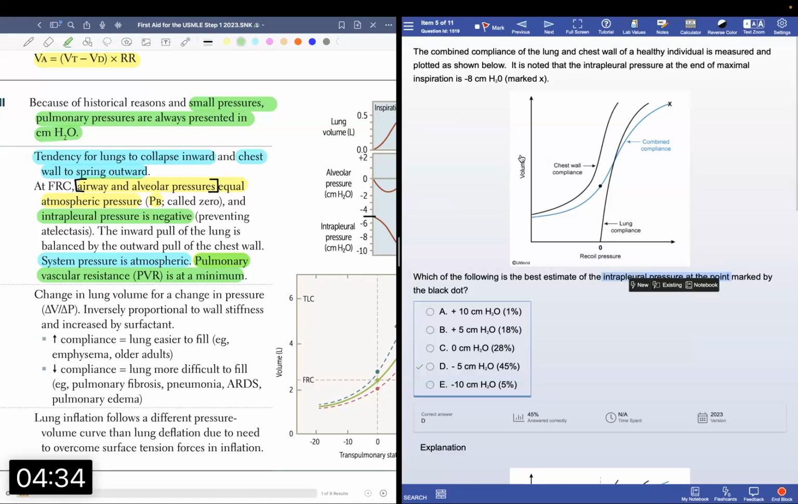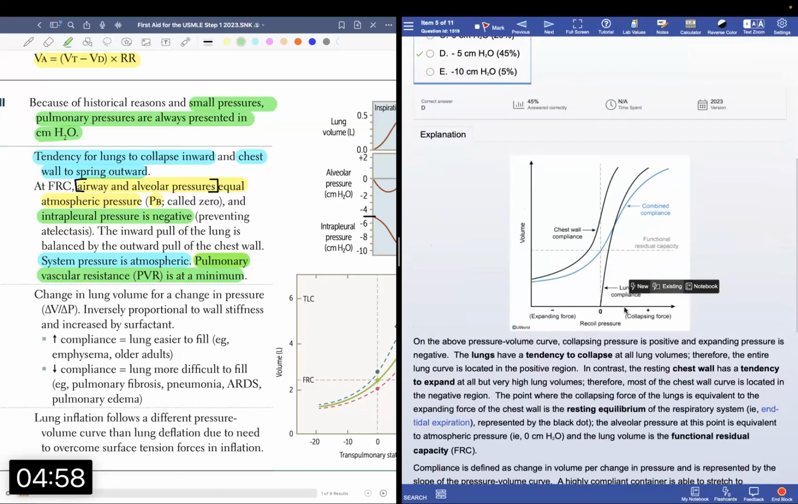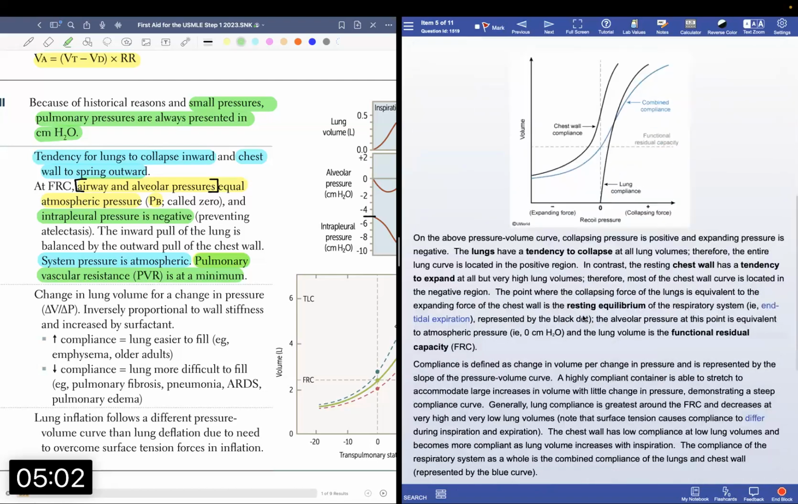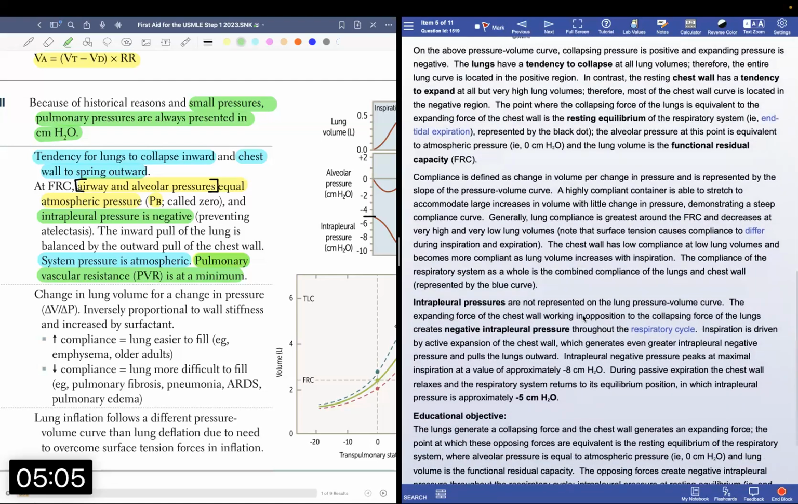So this is all story. Now they're just saying which of the following is the best estimate of the intrapleural pressure marked by the black dot. And the correct answer was it has to be a negative pressure. So we rule out A, B, and 0. Intrapleural pressure is always negative, as we saw from this one. Why was it not -10? Because maximum is, I guess, -8.